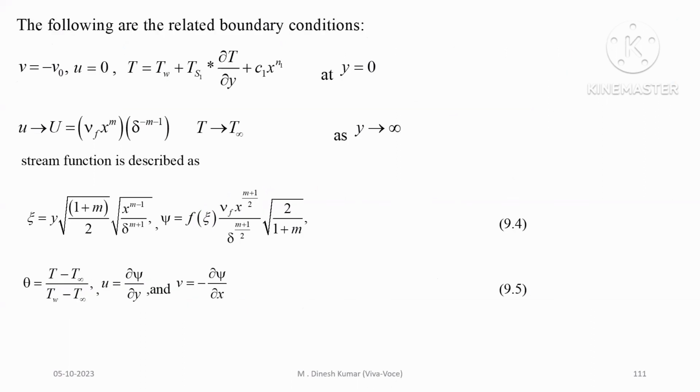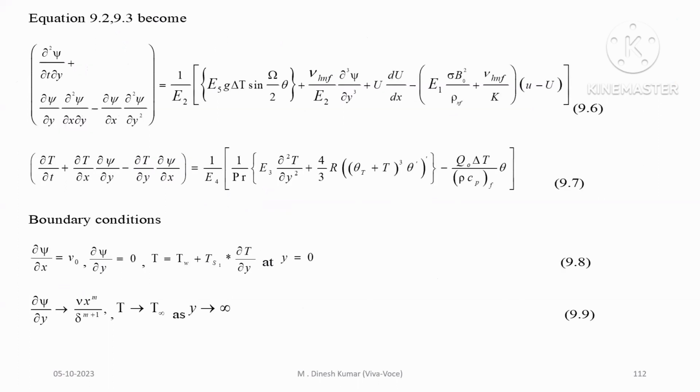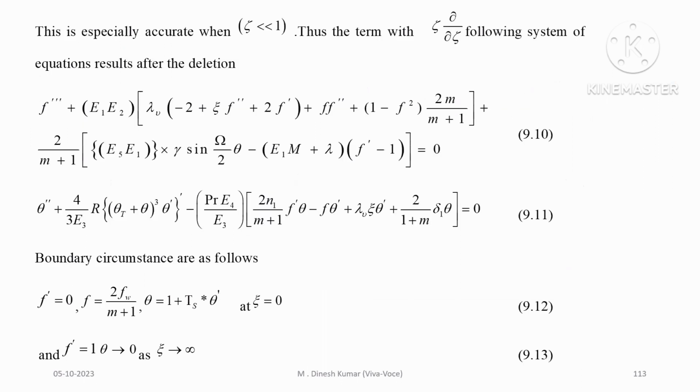There you can see the suction effect, and TS1 will represent the thermal slip factor. And these are the similarity transformations. After putting the stream function in the governing equation, we get the resultant equation. After taking suitable assumptions for the thermophysical properties, the final governing equations and boundary conditions are these.